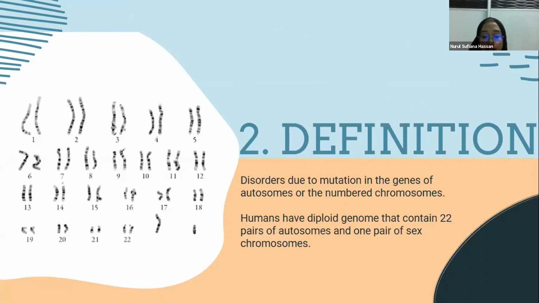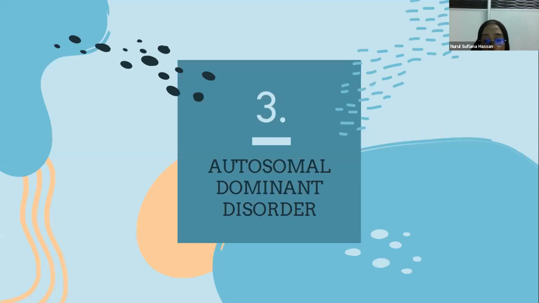So what is actually meant by autosomal disorder? As we have learned, humans have a diploid genome that contains 22 pairs of autosomes and 1 pair of sex chromosomes, which we get from our parents. So autosomal disorder is a disorder caused by mutation in the genomes of the autosome or the numbered chromosome, which is number 1 to 22, also called non-sex chromosomes. Autosomal disorder can be divided into autosomal dominant disorder and autosomal recessive disorder.